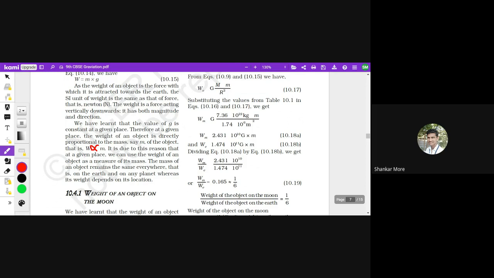The mass of an object remains the same everywhere, that is on the earth and on any planet, whereas its weight depends on its location. So what we can take away, jo mass hota hai, that is same everywhere.